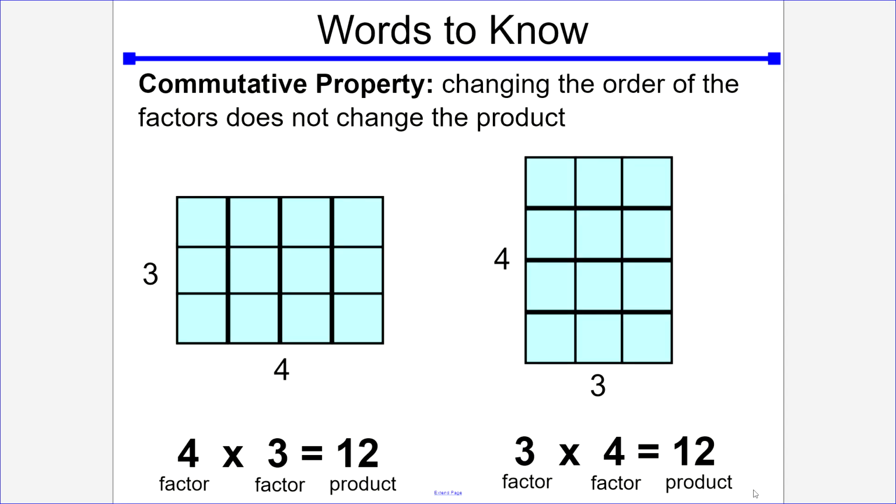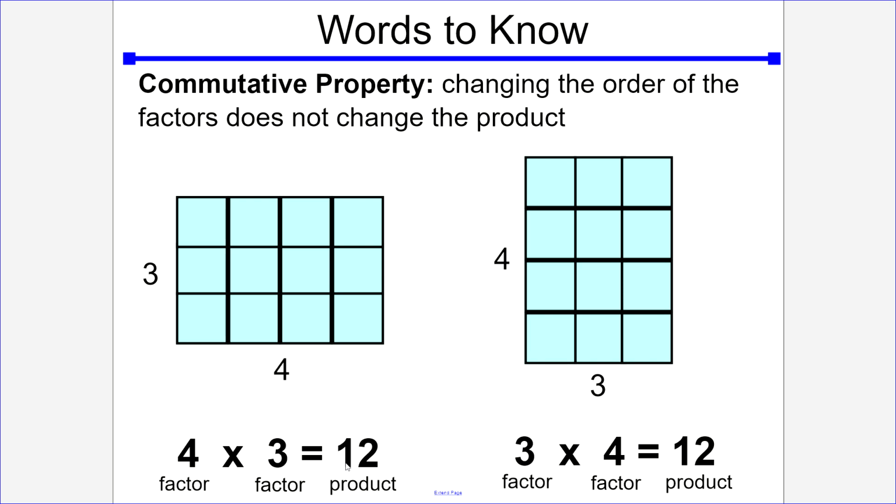The commutative property of multiplication tells us that changing the order of the factors does not change the product. So, for example, if you look at this 4 by 3 rectangle, we know that there are 4 squares in each row and 3 rows with a total area of 12. So we could say that 4 times 3 equals 12.